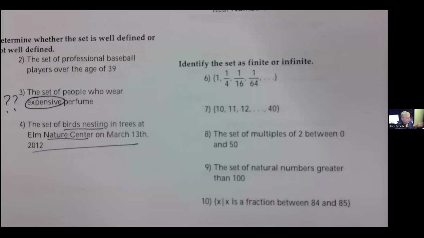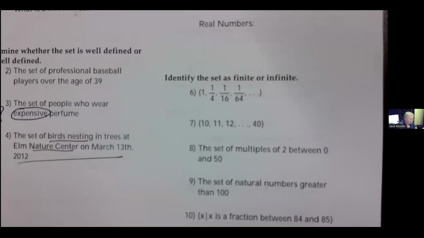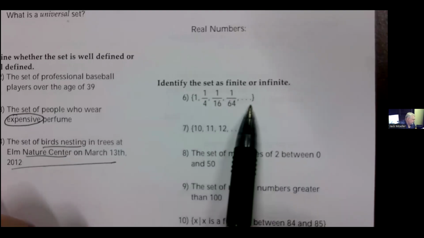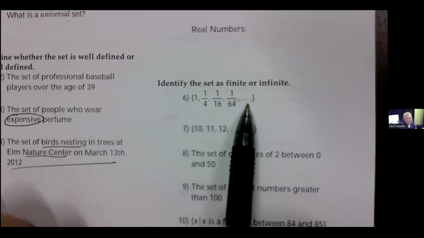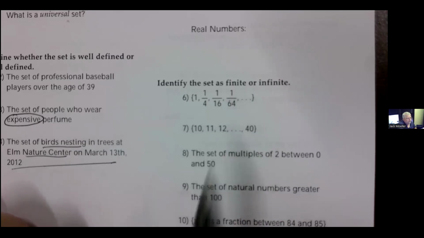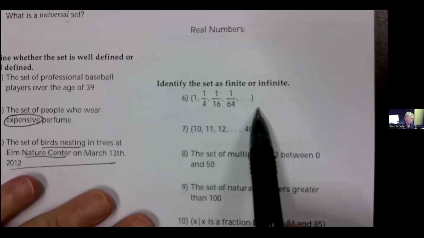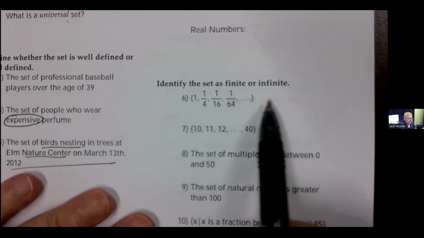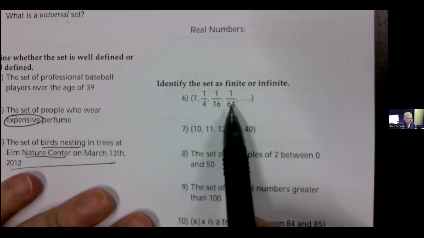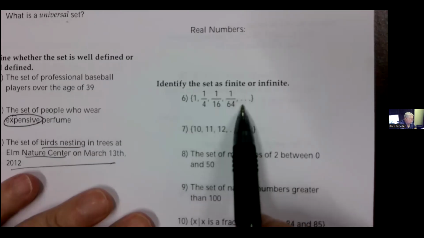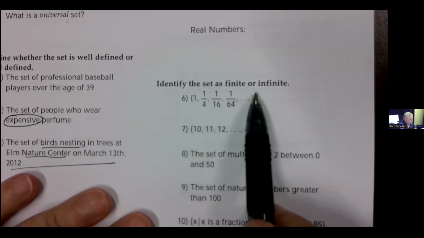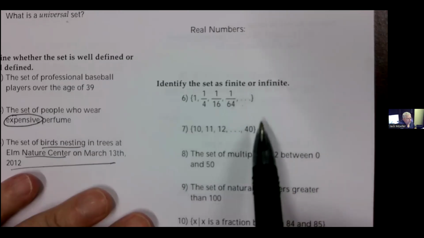So let me show you what we need to know about infinite and finite. If you look at this set, 1/4, 1/16, 1/64, and then dot, dot, dot. What does that dot, dot, dot mean? When we're dealing with sets, it means that we are continuing that pattern, and if it's at the end, it does not end. So this is basically 1 over powers of 4, because that's 4 to the first, 4 squared, 4 cubed. So 1/256 is the next one, and we can keep going on forever, 1 over powers of 4.